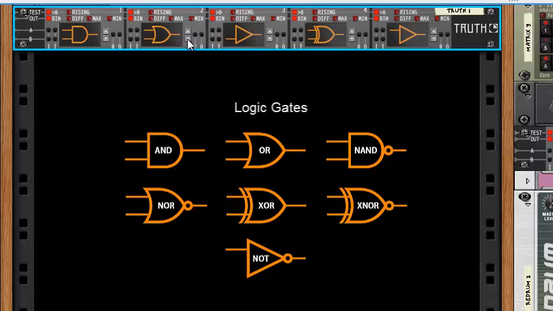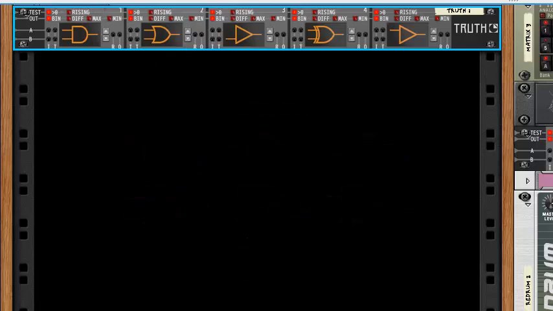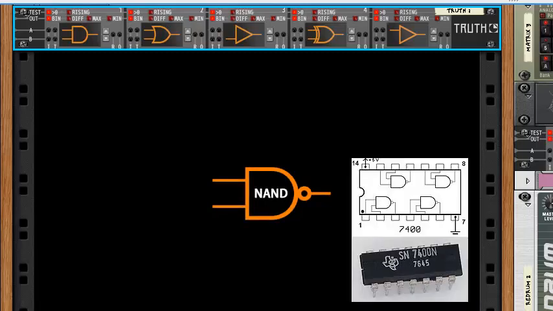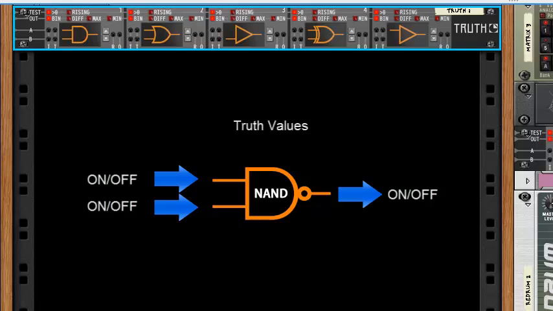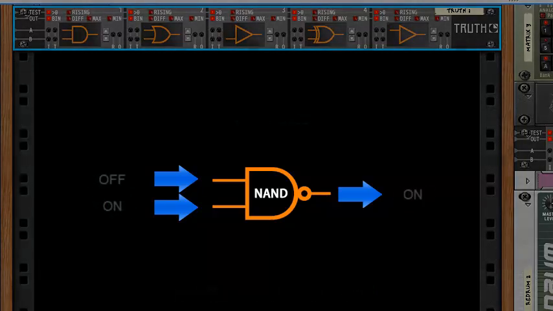Now, unless you're an engineer or a software developer, chances are the term "logic gate" means nothing to you. Here's the idea. A logic gate is a basic building block of digital electronics. It's a tiny device with one output and at least one input. What's special is that the inputs and the outputs can be only one of two values, on or off. These are called truth values. Each gate has a different rule for computing the output from its inputs.